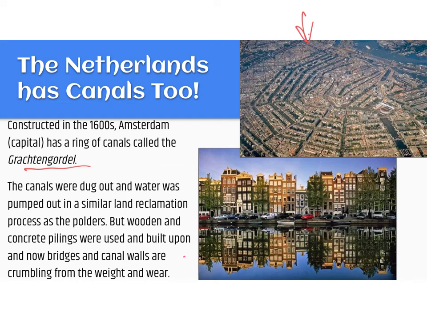So for the canals in the Netherlands, they were dug out and water was pumped out in a similar land reclamation process as the Polders. Wooden and concrete pilings were used and built on, but now bridges and canal walls are crumbling from weight and from wear. So again, we're talking about the weight of a modern society, right?